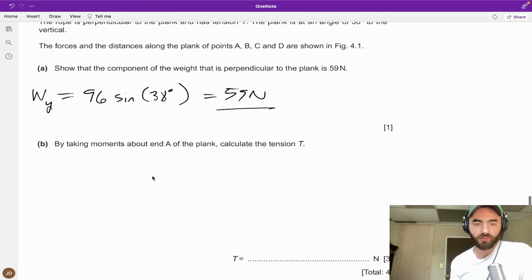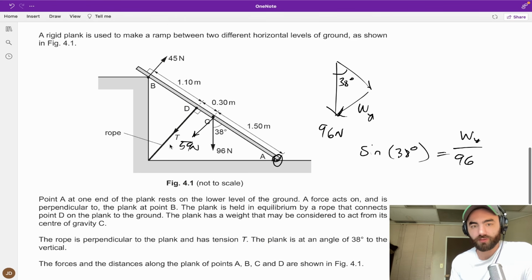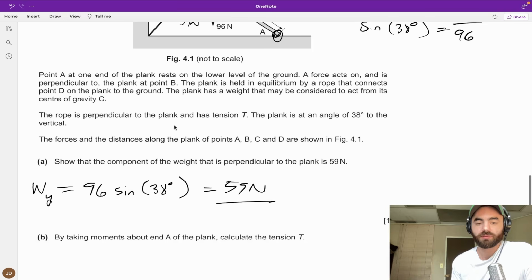Also, we showed that by taking the moments about the pivot point A, with the plane, we calculate the tension. Now we have the vertical, or perpendicular, component, which is 59 newtons. About this point, it's at equilibrium, right? It's not beginning to rotate. So we have this in the clockwise, and the tension and this 59 newtons in the anti-clockwise.